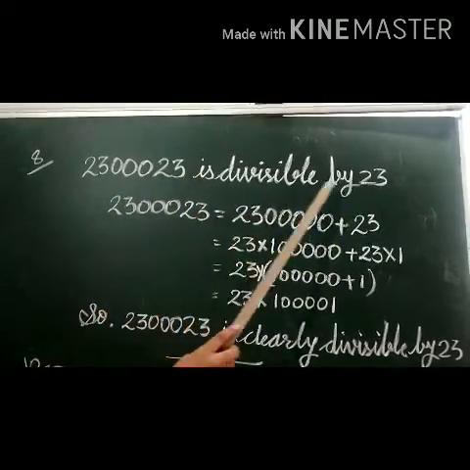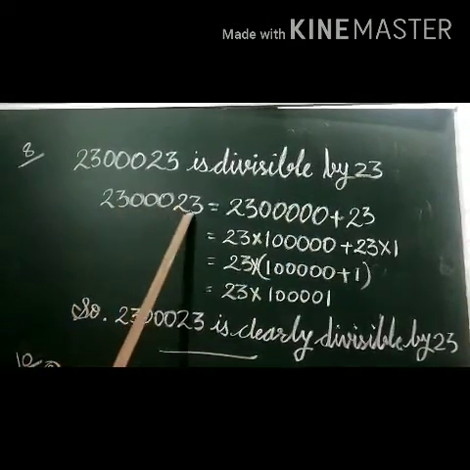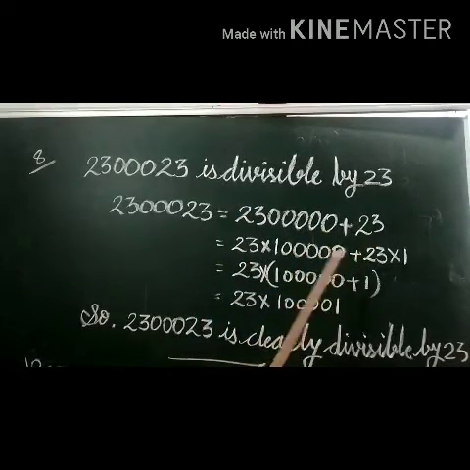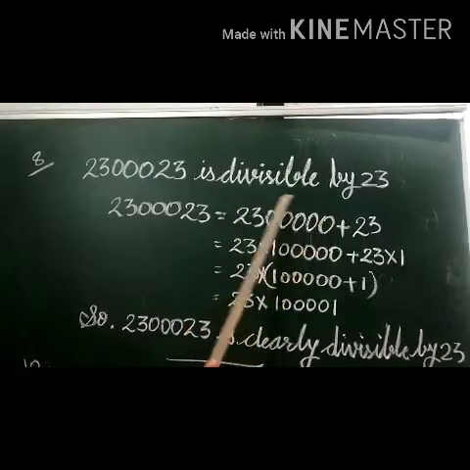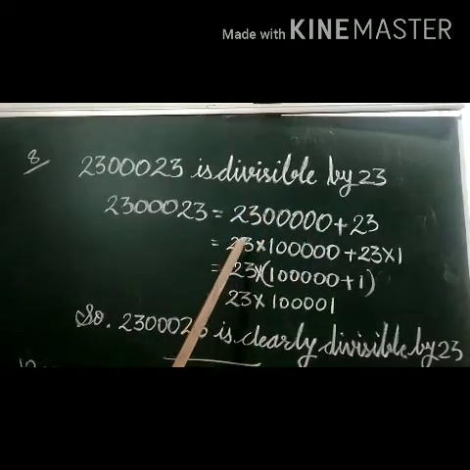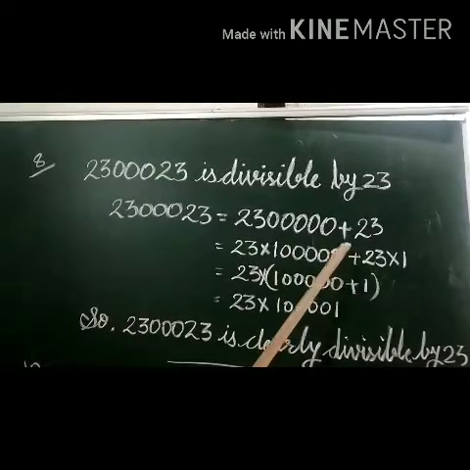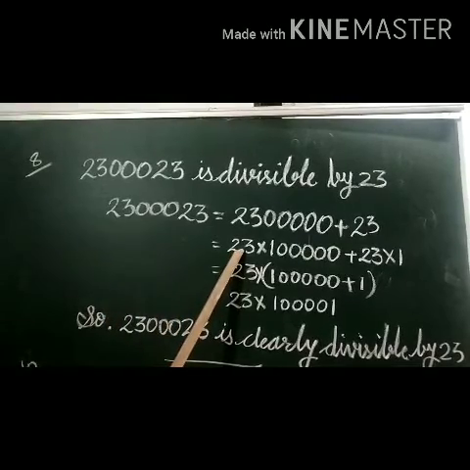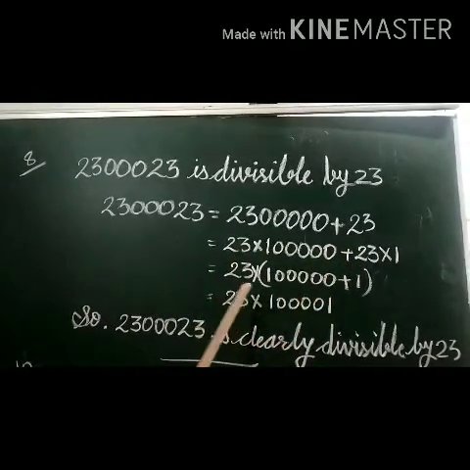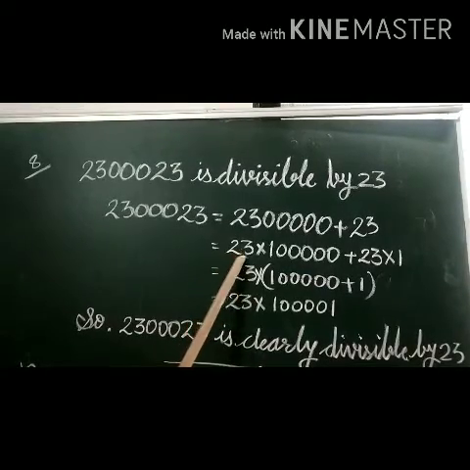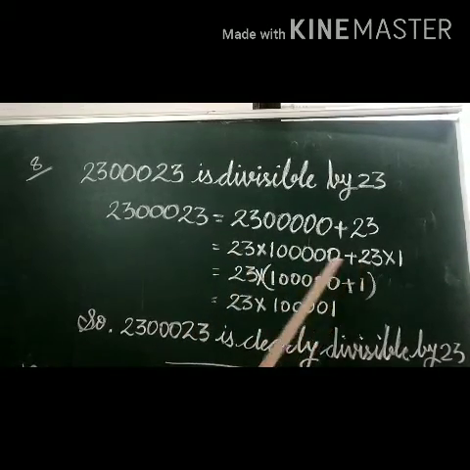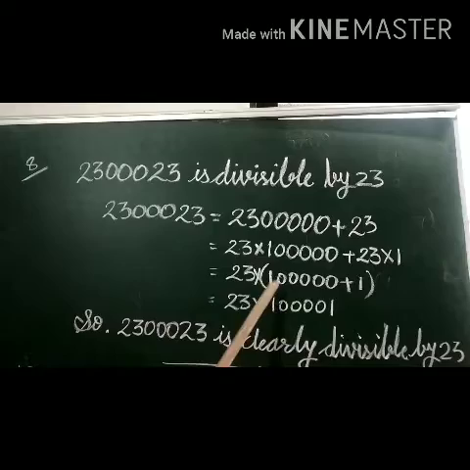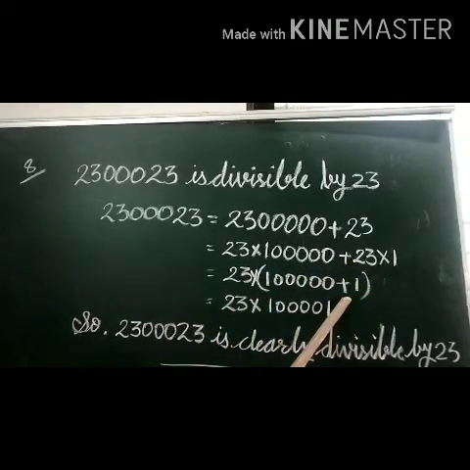Is 23 lakh 23 divisible by 23? We can write 23 lakh 23 in expanded form as 23 lakh plus 23. This 23 lakh we can write as a multiplication, 23 multiplied by 1 lakh, and this 23 as 23 multiplied by 1. Why did we write it like this? Because we want to take 23 as a common factor. As 23 is in both parts, we take 23 common. So 23 multiplied by, in brackets, 1 lakh plus 1.